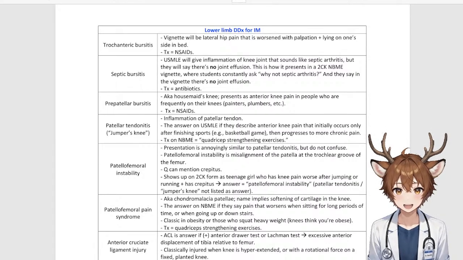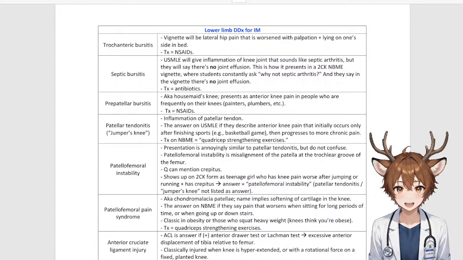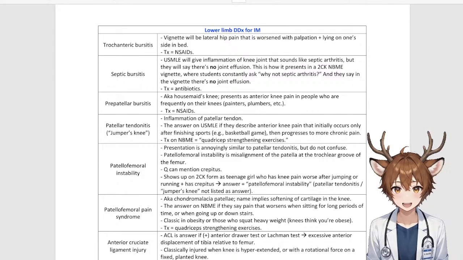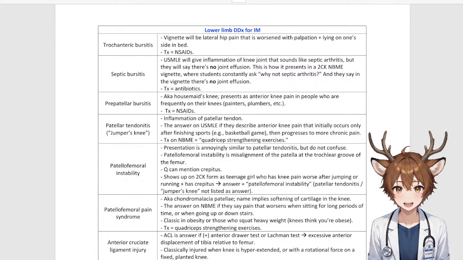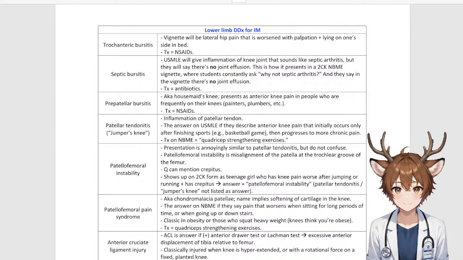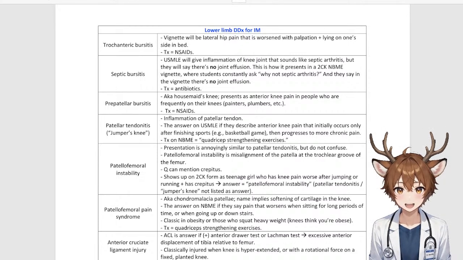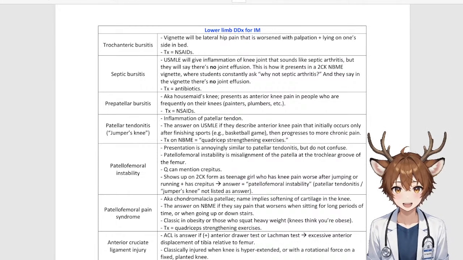USMLE will give you inflammation in the knee that sounds like septic arthritis, but they'll say there's no joint effusion. This is how you know it's a 2CK vignette. They're asked, why not septic arthritis? And they say in the vignette, there's no joint effusion. So for septic arthritis, you need to have joint effusion.